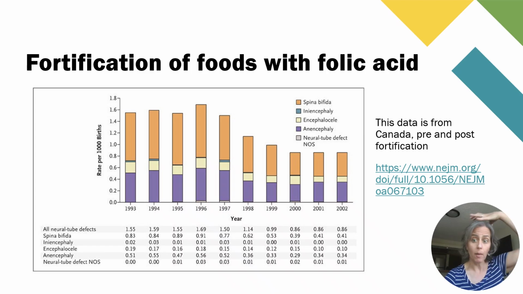Anencephaly is one where the upper part of the brain doesn't form at all because it doesn't fuse together. That's one of those really severe ones. That is the one in purple. And even if you just sit back a little bit and take a look, I think you can notice that all of a sudden things started to get a lot lower.